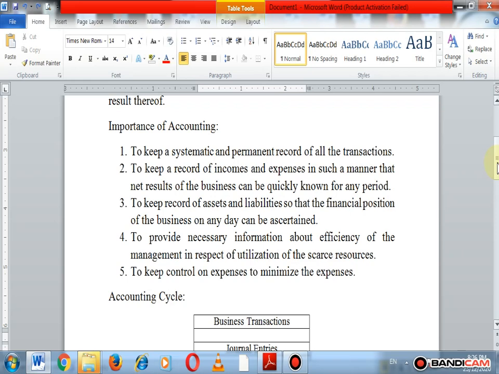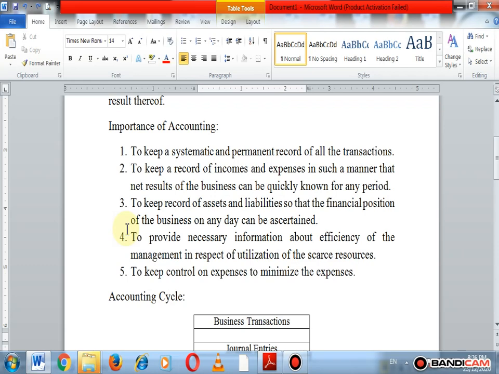Fifth, to keep control on expenses to minimize the expenses. Okay, these are the importance of accounting. Accounting is helpful to keep a systematic and permanent record of all the business transactions.